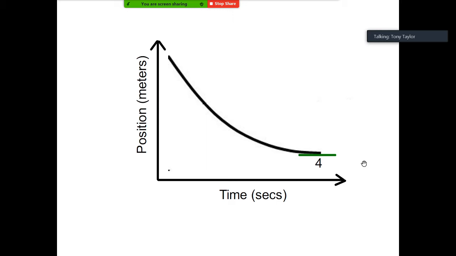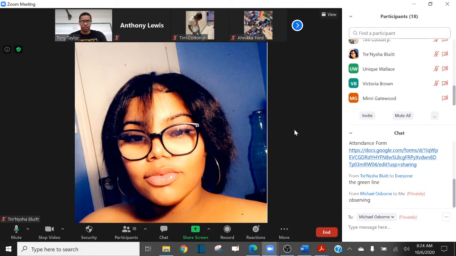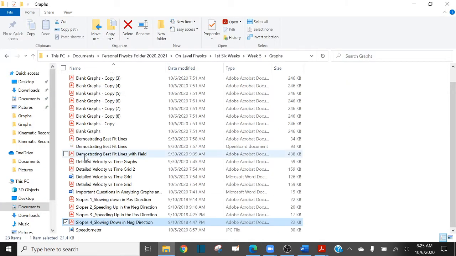So every time you see a position time graph that looks something like this, you should be able to look at that and say, that position time graph represents an object that is slowing down while moving in the negative direction. Okay. Let's look at one more major example for these position versus time graphs.